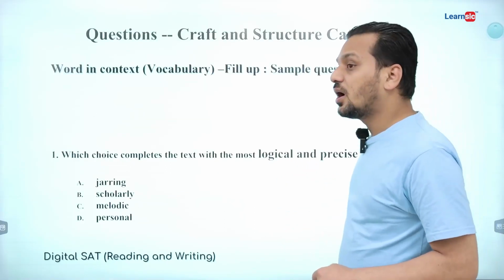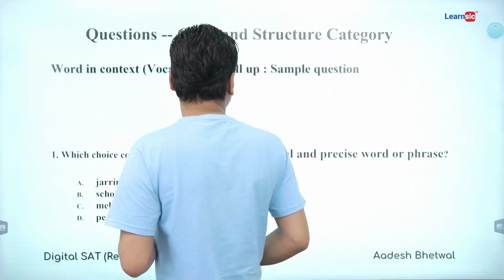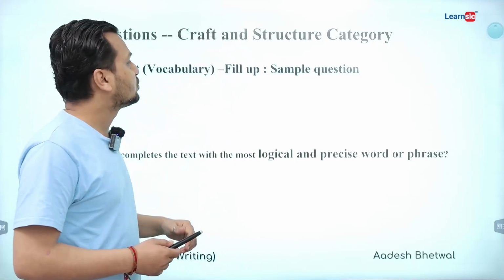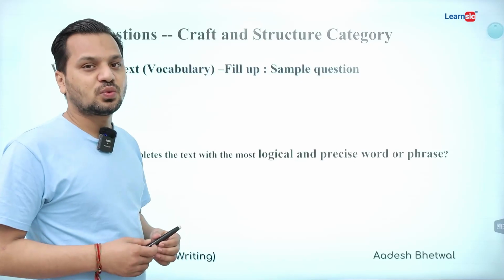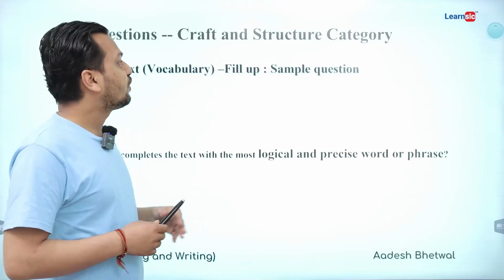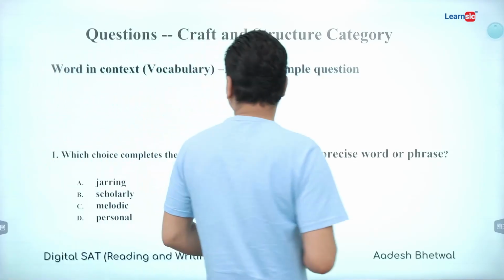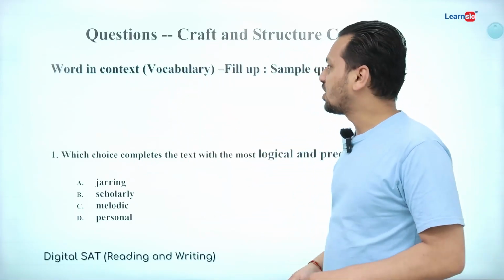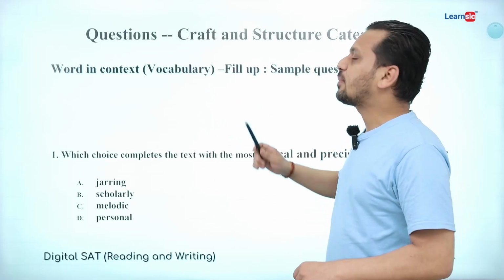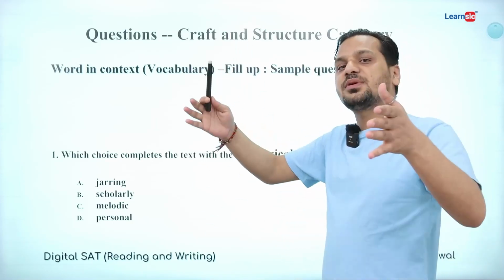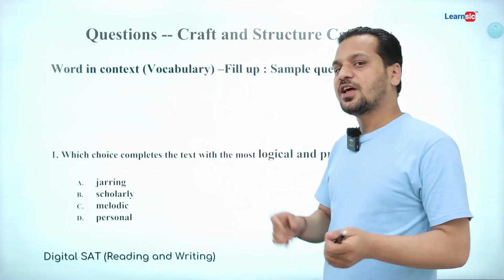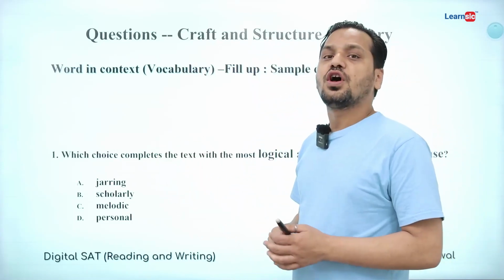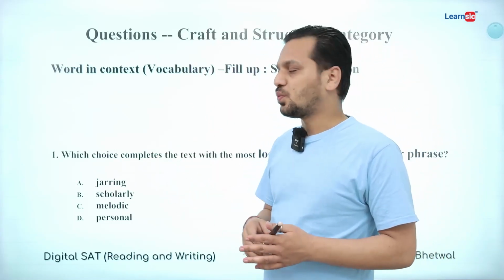So now let's go into what kind of questions come under the craft and structure domain. What type of question do we get to face in craft and structure? The first question type you will find is the vocabulary question, which also means word in context. In this case you have to fill in a blank. There will be a reading passage or paragraph, and there will be a blank somewhere in the middle or at the end, and you need to fill it with the correct word which fits there.